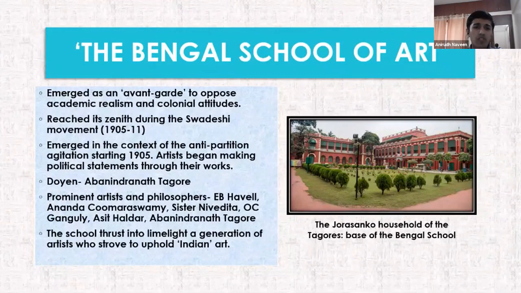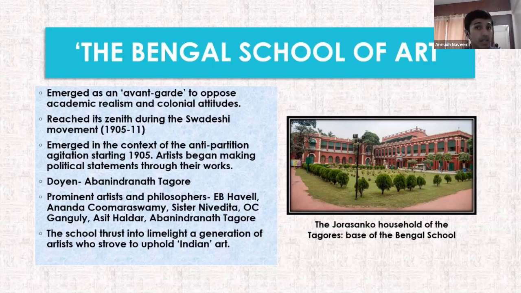Great. So the Bengal School of Art emerged as an avant-garde to oppose academic realism and colonial attitudes. This concept of avant-garde is very important, and it was very important for those times as well. As you all know, in the late 19th and early 20th century, the colonial power had rooted itself firmly in India and across a lot of countries in the world. And as a reaction to that, you had fresh systems of art, new schools of art emerging across the world. A response to some oppression is called an avant-garde, and it came to oppose academic realism.